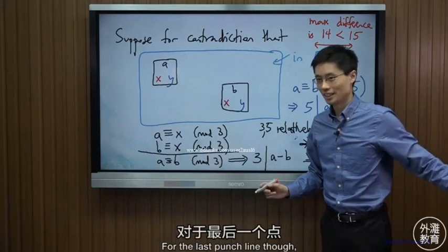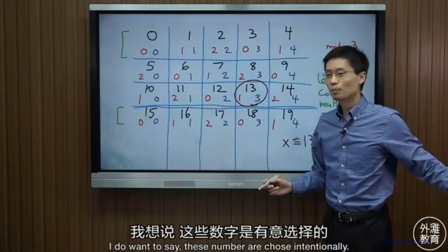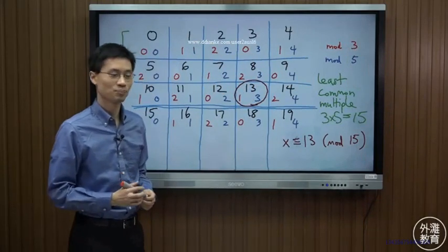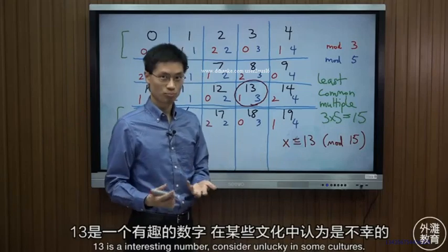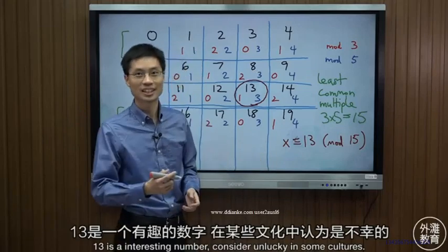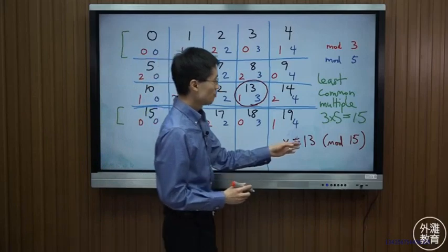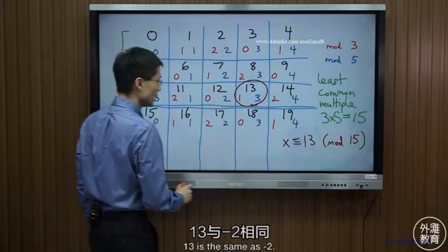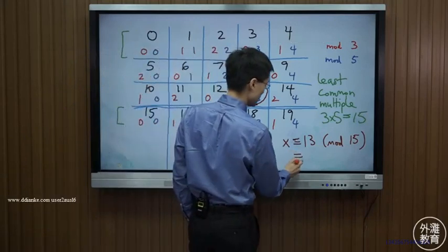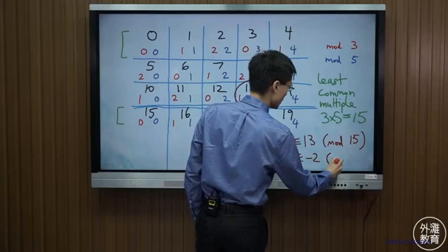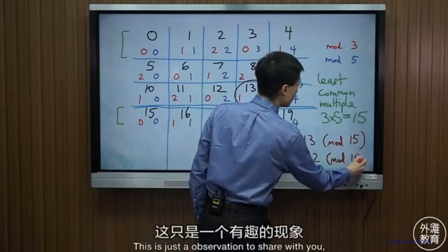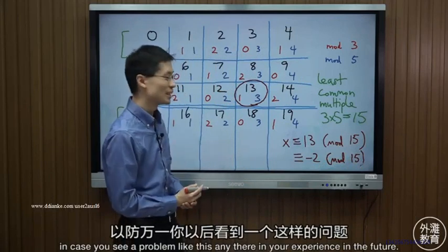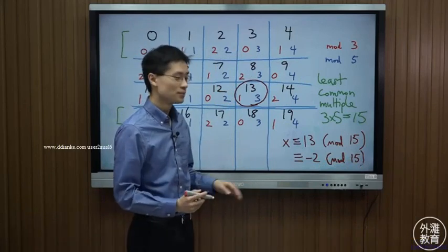For the last punchline, though, I do want to say these numbers were chosen intentionally. The answer here is 13. 13 is an interesting number. It's considered unlucky in some cultures. But 13 and 15 are related. 13 is the same as minus 2. This is just an observation to share with you in case you see a problem like this anywhere in your experience in the future. You see it's minus 2.